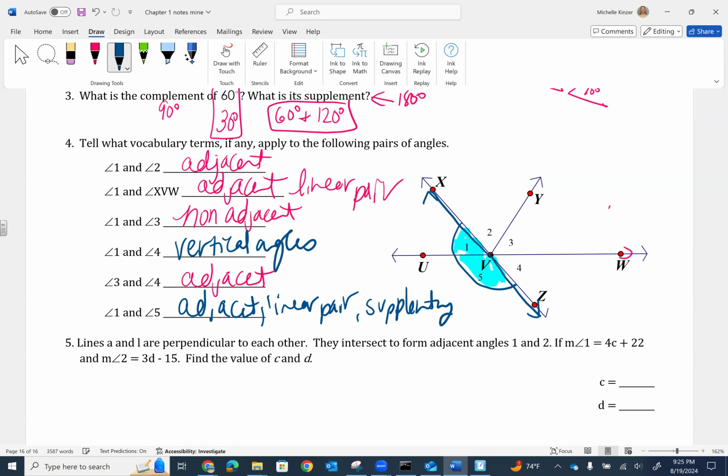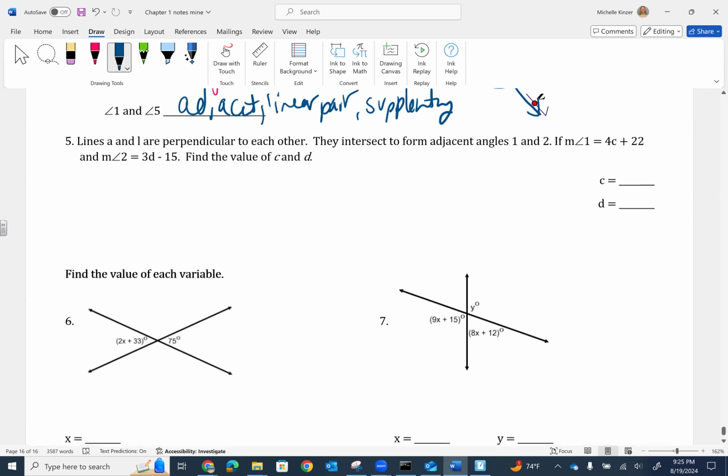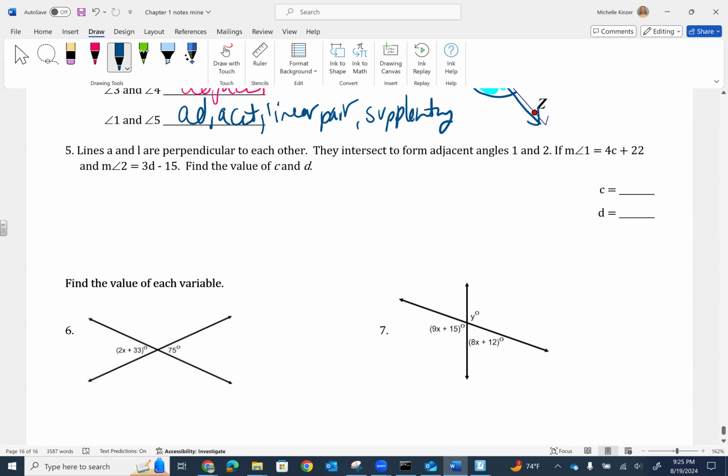Okay, great. Okay, now let's do a little bit of math with this. We've got a couple questions we're going to practice on. We're going to do 3. Lines A and L are perpendicular to each other. So we're going to draw line A and line L.